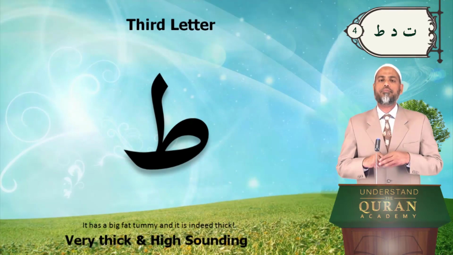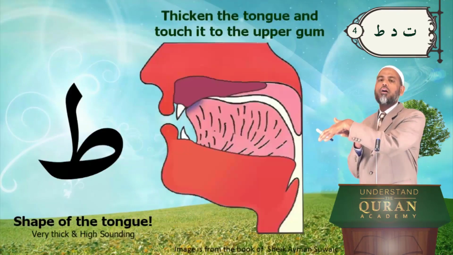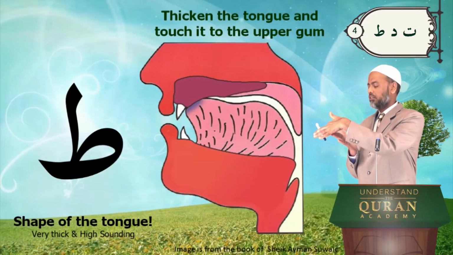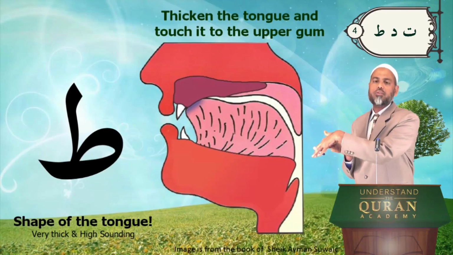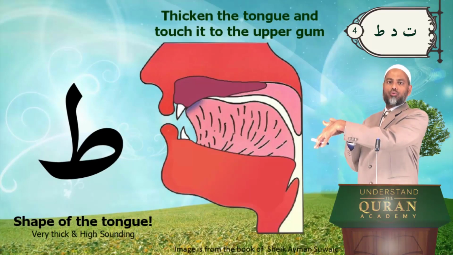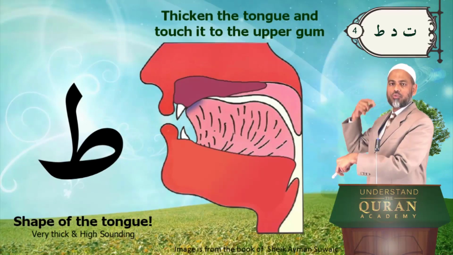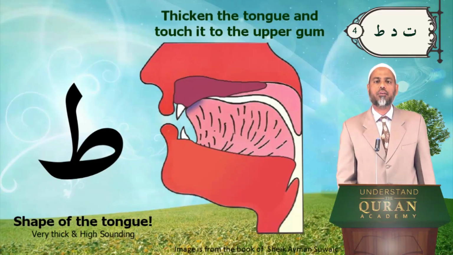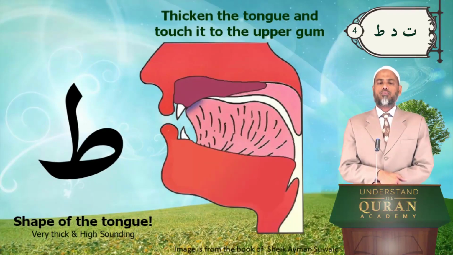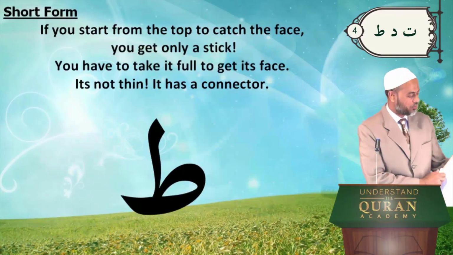How do you say ta? Thicken your tongue and touch to the upper gum. Ta. Almost like da. Da was, you touch the roots softly, and da, you touch it with strength, and here you touch to the upper gum, and you make your tongue thick. Ta, ta, ta, ta. All right. What about its short form? For short forms, you remember.